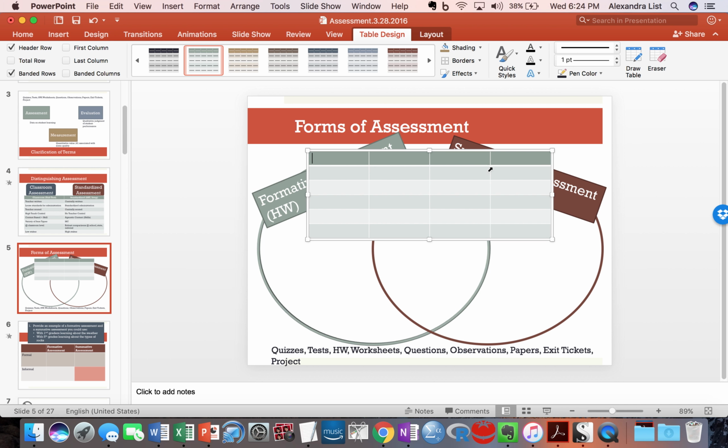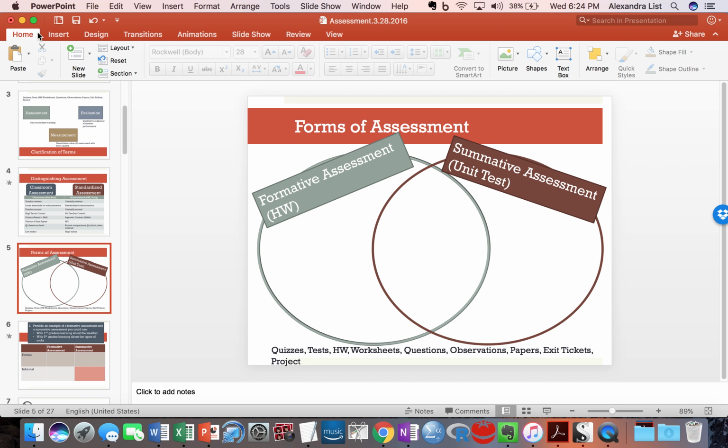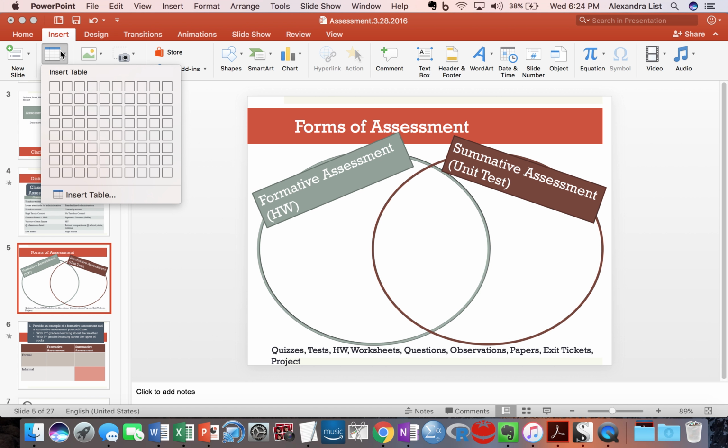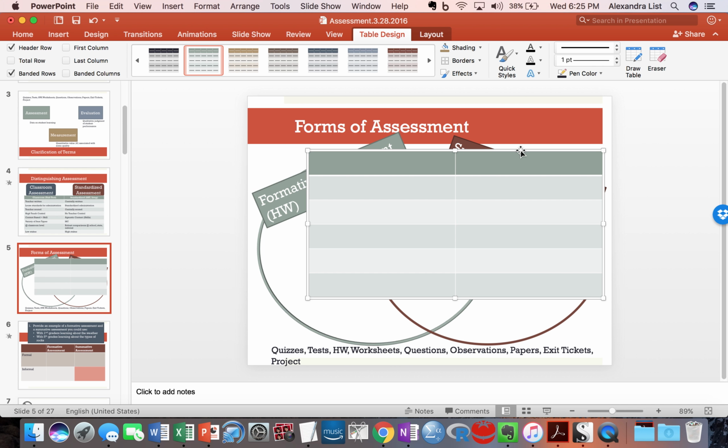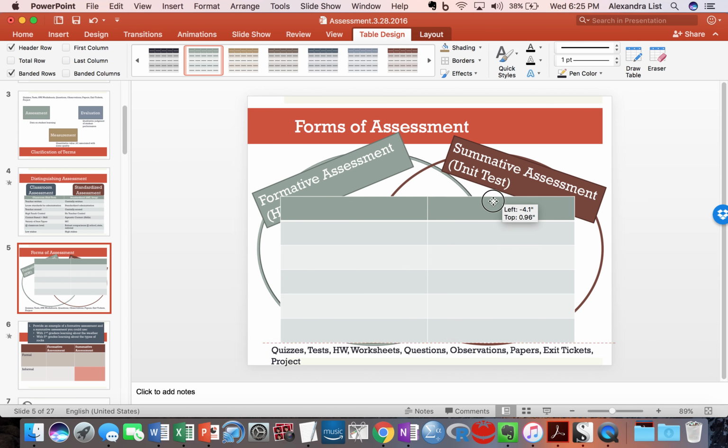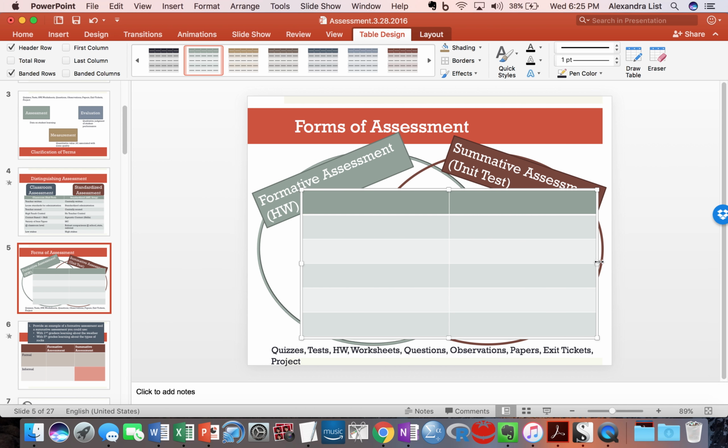I'm going to put a table over my Venn diagram so I can organize my contrasts more easily, and then we'll talk about similarities. I suspect that many of you are familiar with formative versus summative assessment from other classes. But these are the kinds of differences that we talk about when we talk about formative versus summative assessment.